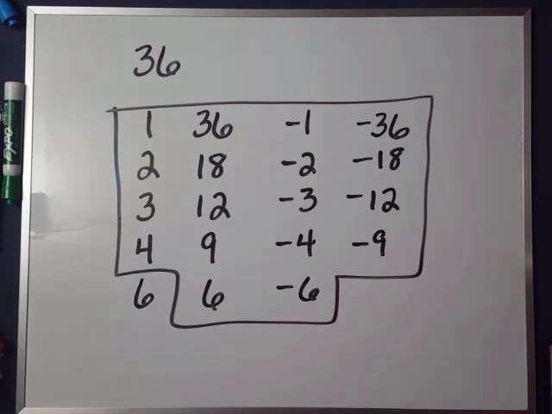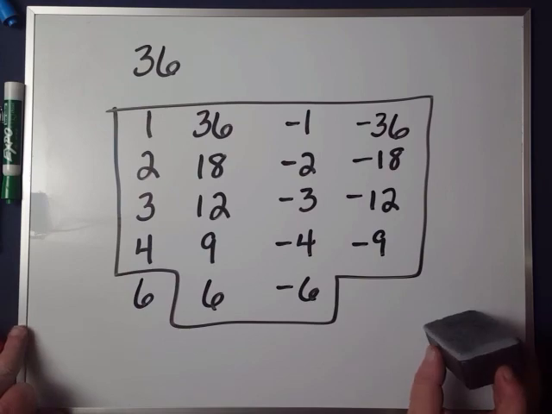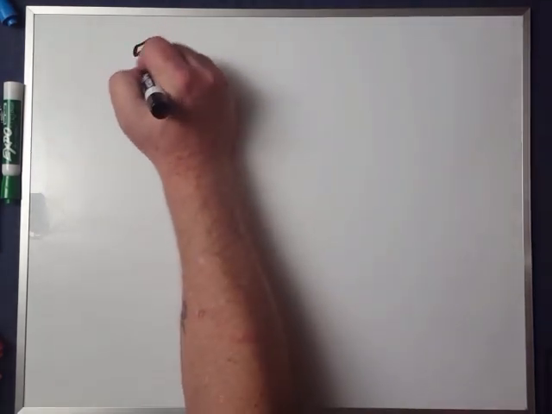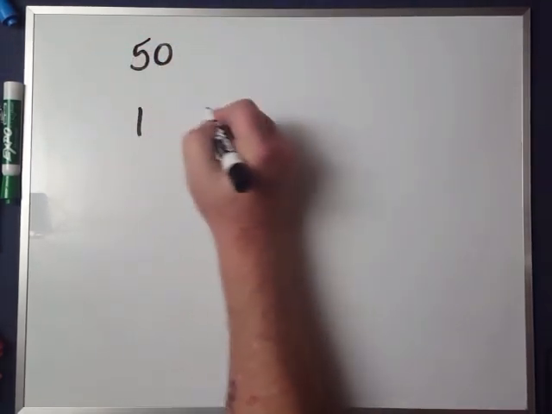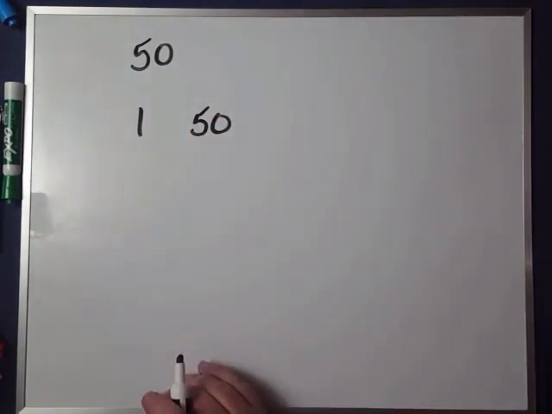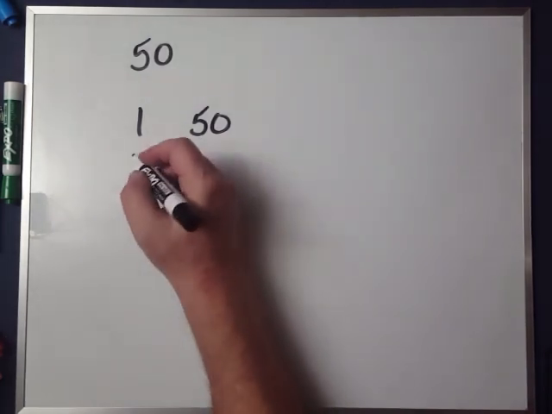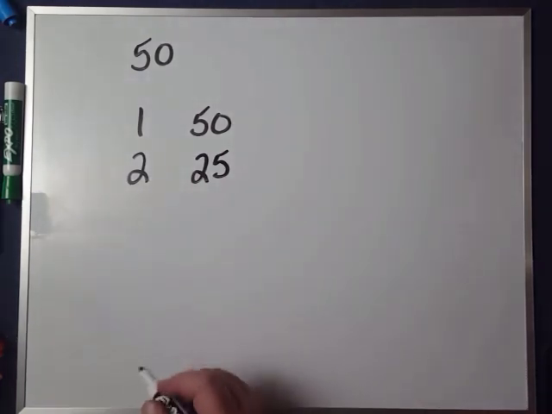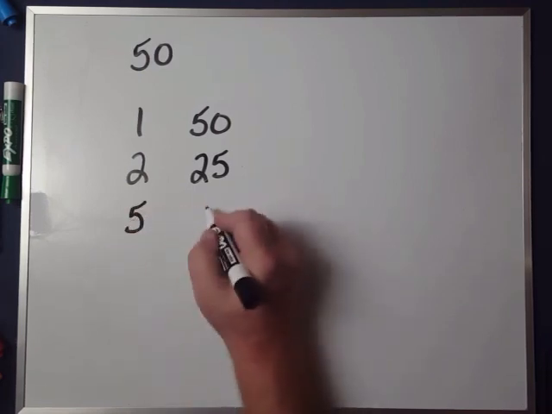Now, having seen that, let's try another one. Number 32. They want me to do this same thing. Find all integer factors of 50. Let's start with 1 and the number itself. 1 and 50 are both factors of 50. Does 2 go into 50? Yes. 25 times. Does 3 go into 50? No. Does 4? No. Does 5 go into 50? Yes, 10 times.